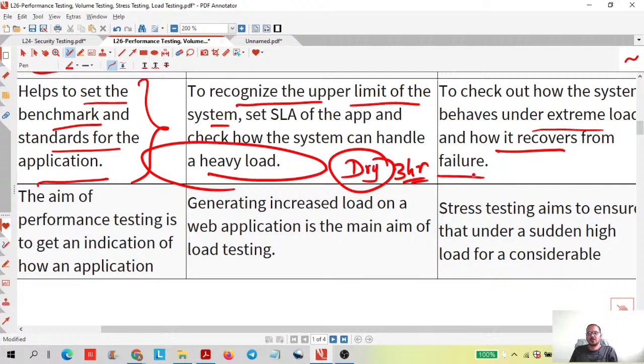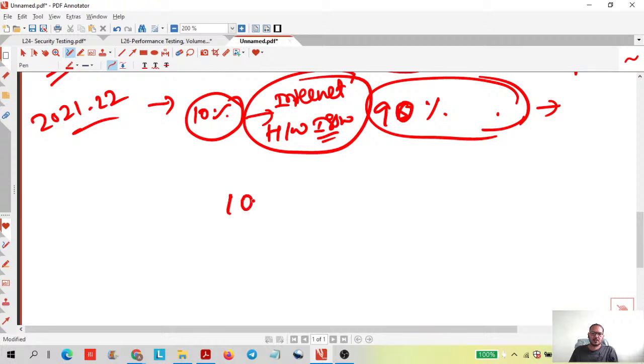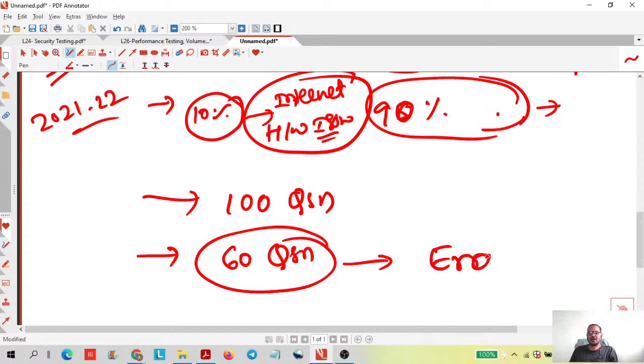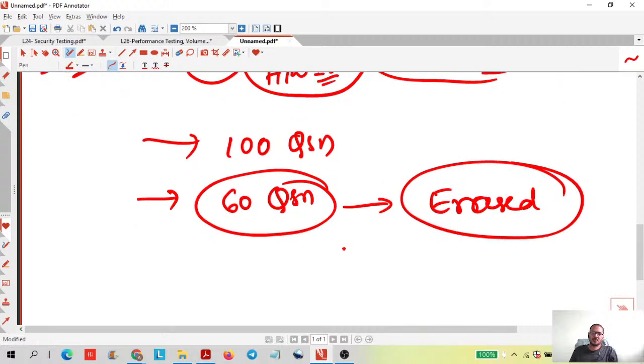Once there is any problem, how it recovers from the failure is very important. Suppose during the test you face a problem: you have attempted 60 of the 100 questions, and due to some problem like heavy load, the options you have provided are erased. You lost this data, whatever you attempted, and you have not submitted finally.